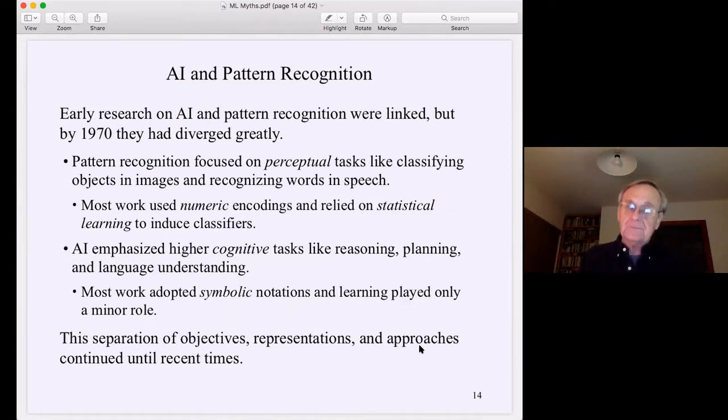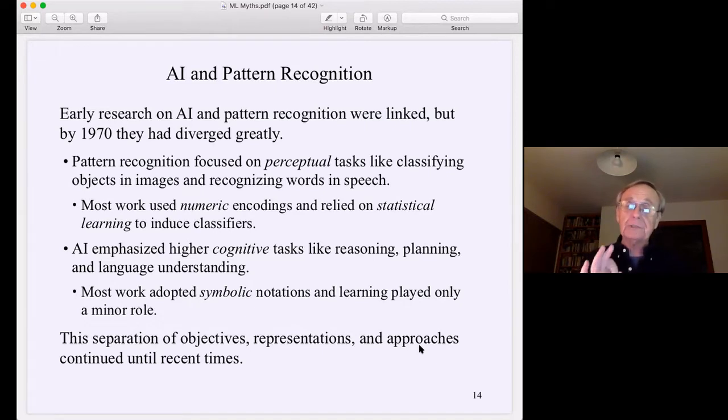By 1970, this field called pattern recognition, with its own journal and its own conference, focused on perceptual tasks like classifying objects and images or recognizing words and speech. Most of that work used numeric encodings of the training and test cases, and it relied on statistical learning to induce classifiers. In contrast, AI was all about higher level cognitive tasks like reasoning and planning and language understanding. I don't mean text retrieval or text classification, I mean language understanding. And most of the work adopted symbolic notations, and in fact, learning played a really minor role.